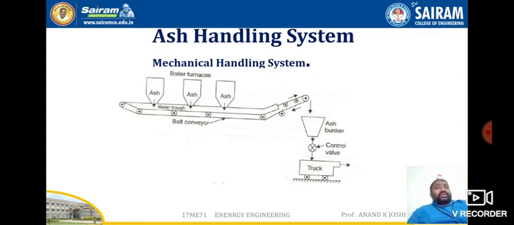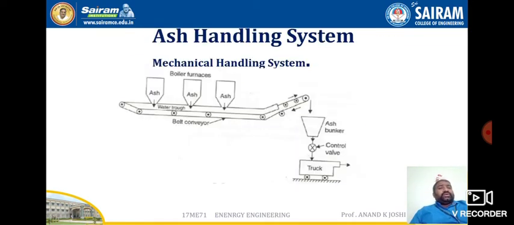Here you can see the truck. The ash is collected by the truck through the ash bunkers. There is a control valve through which the ash is collected. There is a limited capacity of around 5 tons per hour. The major advantage of this system is low power consumption. So this is how the mechanical system works, a very simple mechanism.